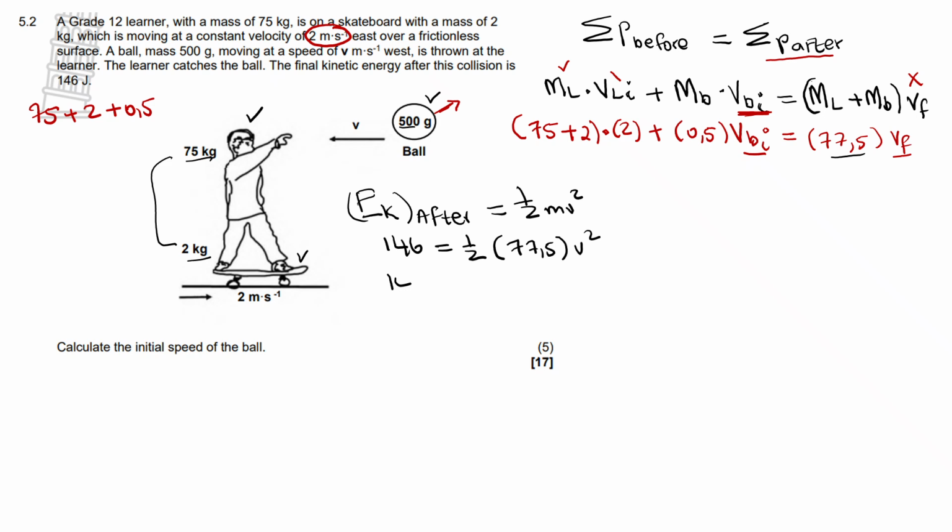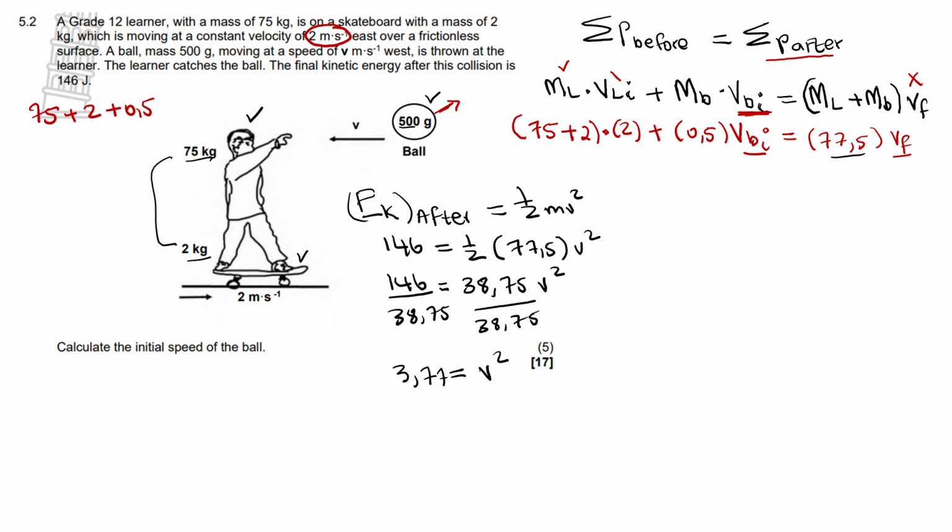So this is 146 equals 38.75 v squared. Divide both sides by 38.75. This is equals to 146 divided by 38.75. This gives us 3.77, which is equal to v squared.